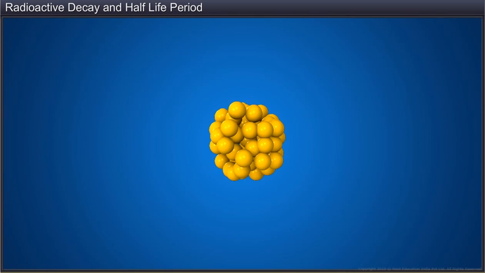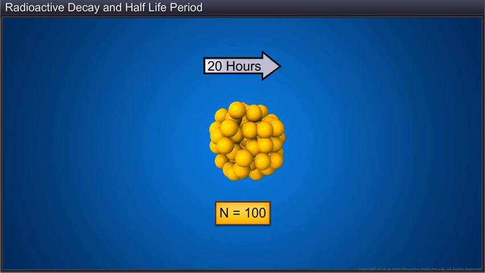For example, consider a sample of 100 atoms of radioactive nuclide of half-life 20 hours. Since the half-life is 20 hours, we can say that 50 atoms of the radioactive sample would decay in 20 hours. But we cannot predict exactly which particular 50 atoms of the sample would decay.